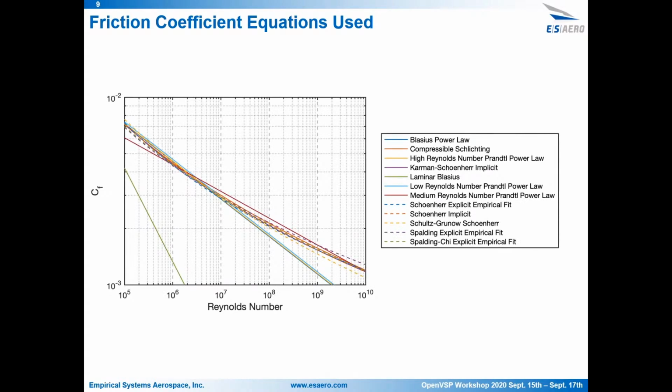And then here's just a comparison plot of those different friction coefficient equations plotted against Reynolds number, and a lot of them line up fairly on top of each other. I think in the early iterations of the Parasite Drag tool, there was an error in some of the equations. That's since been fixed, and here's the latest version of the friction coefficients.